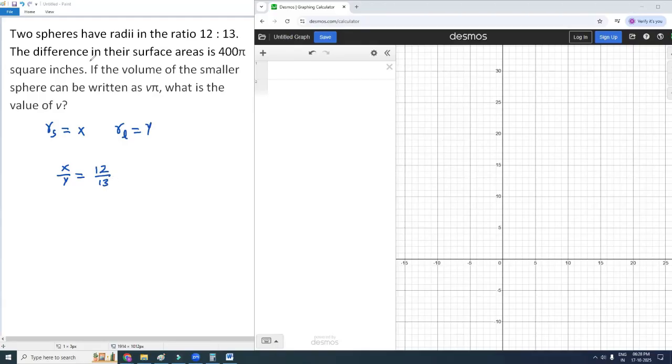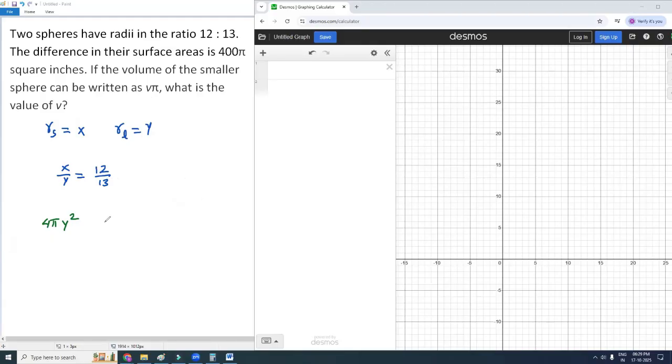And also, we have another piece of information, that the difference in their surface area is 400 pi. We know that the formula for the surface area of a sphere is 4 pi r squared. To get the surface area of the smaller sphere, we plug in x for r, and for the larger sphere, we plug in y for r. Now let me get the surface area of the larger sphere. Then we have 4 pi, and for the radius we plug in y. Then we get 4 pi y squared.